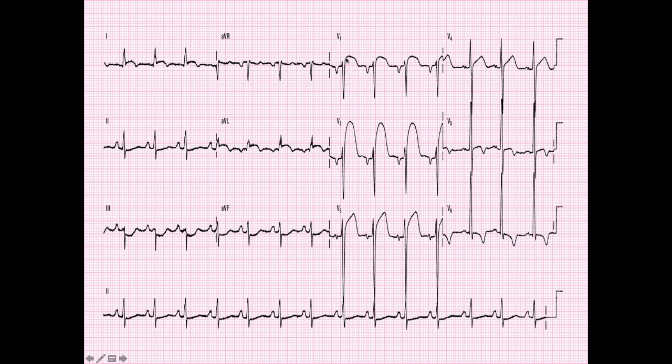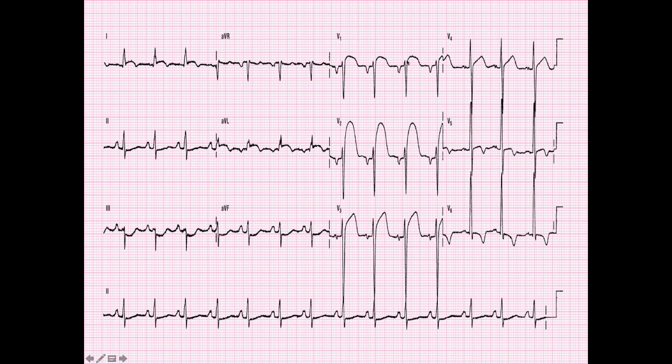V1, elevation. V2, elevation, a little bit, right? Look at that, there's a little bit of elevation. V3, elevation. V4, just a little bit of elevation, just like a tiny bit, but it still meets our criteria. V5, V6, not seeing any elevation there. But what are our regions of elevation? Well, 1, lateral. AVL, lateral. V1, septal. V2, septal. V3, anterior. V4, anterior.